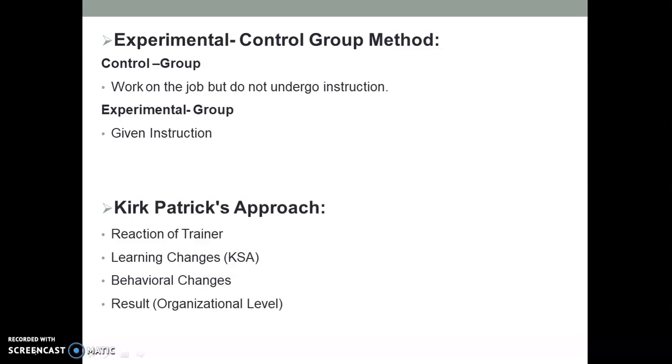So this is the approach by Kirkpatrick. Now, these are the broader dimensions available, under which we have further categories identified. For the trainer, we can have feedback forms. For the learner changes, we can have tests, and we can check their learning changes. For the behavior, we can have observations related to individuals, and for the results, we can have quantified as well as qualitative outcomes or measures under which we can check whether the individual has improved or not.